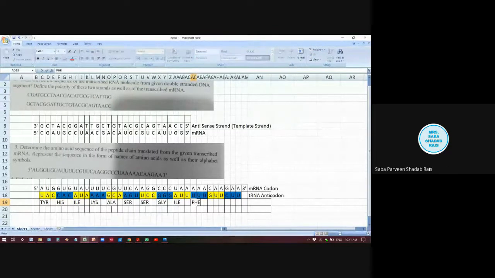Remember, phenylalanine, tryptophan, and tyrosine. These are the three aromatic amino acids. We are going to discuss in detail in the theory. Then next is GUU. Valine. Very good. CUU.